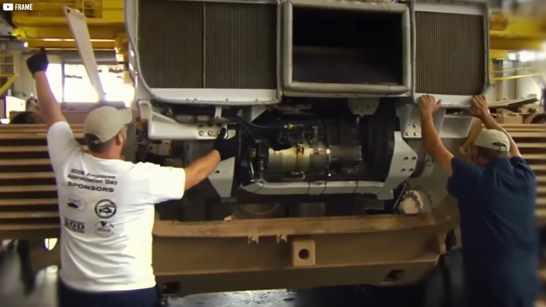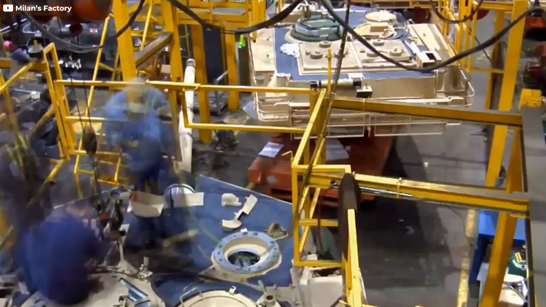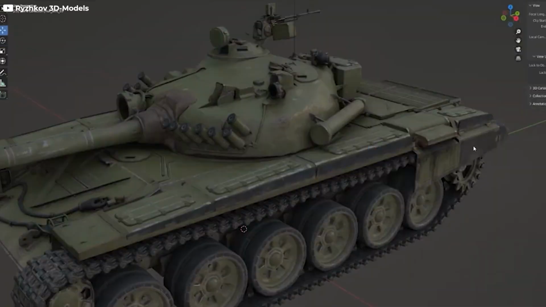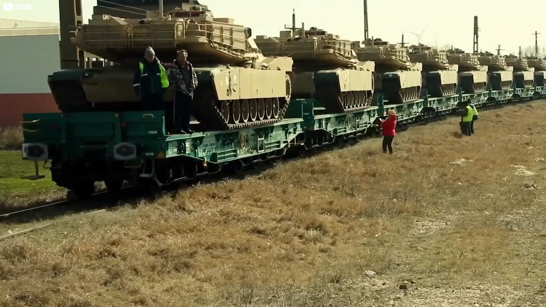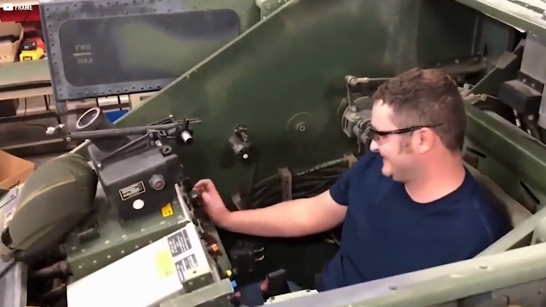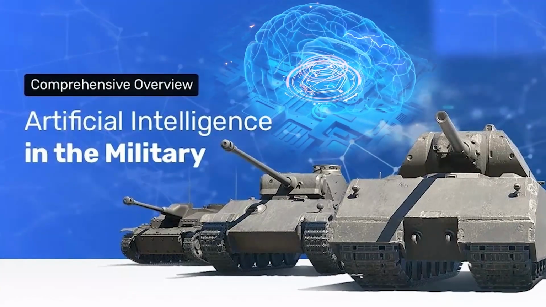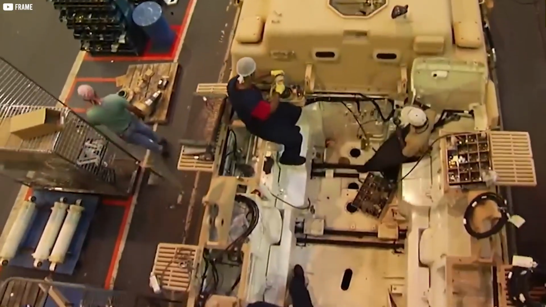In this exploration, we will delve into the intricacies of tank production, examining the key stages involved: design, material sourcing, assembly, testing, and transport. We will also discuss the role of advanced technologies, such as artificial intelligence and 3D modeling, in shaping the future of tank design.